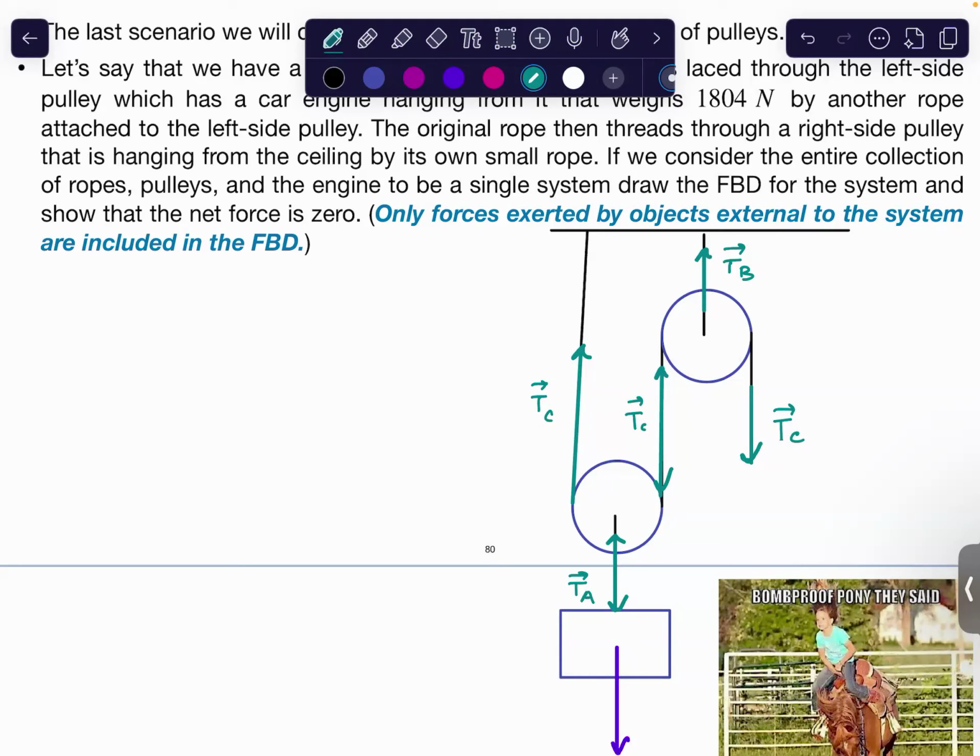Two different reference frames. The pulley feels tension A pulling down, the mass feels tension A pulling up, so that's why it cancels out, but it's the same tension. So it cancels out. Do you know that all the Ts are the same?